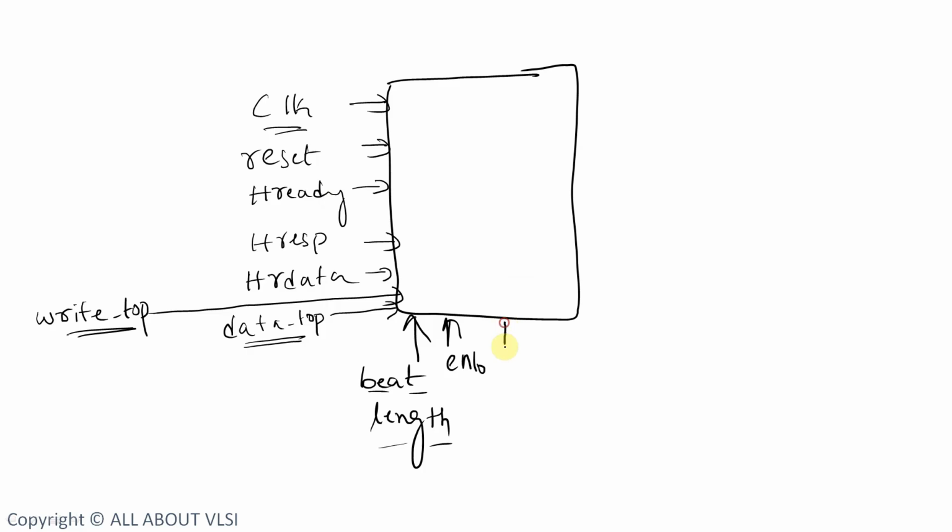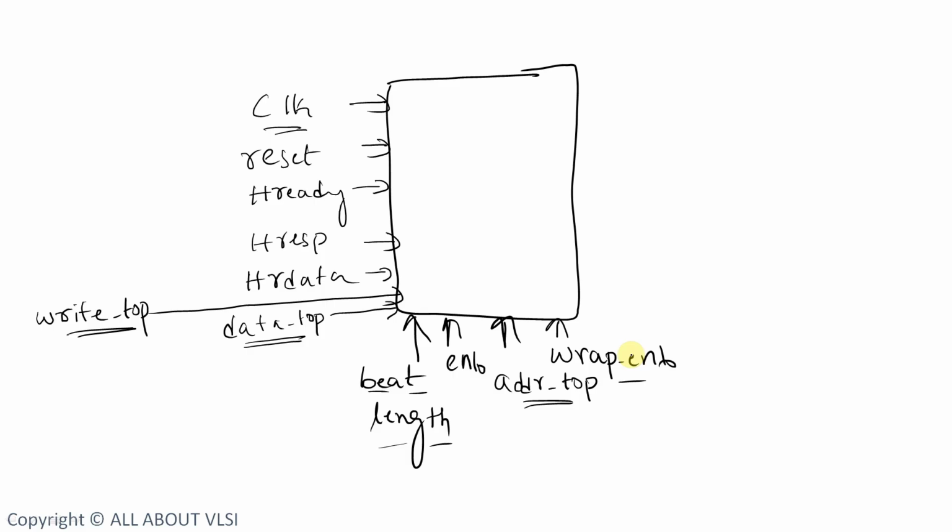And one more is address_top. This address_top is the starting address where the user wants to write the data into. He is going to provide that particular base address to our master, followed by wrap_enable. If wrap_enable is equal to 1, that means the user wants to perform a wrap operation. And if wrap_enable is equal to 0, then the user wants to perform a normal burst operation or increment operation. Using this, we are going to decide whether it is a wrap operation or a normal increment operation.